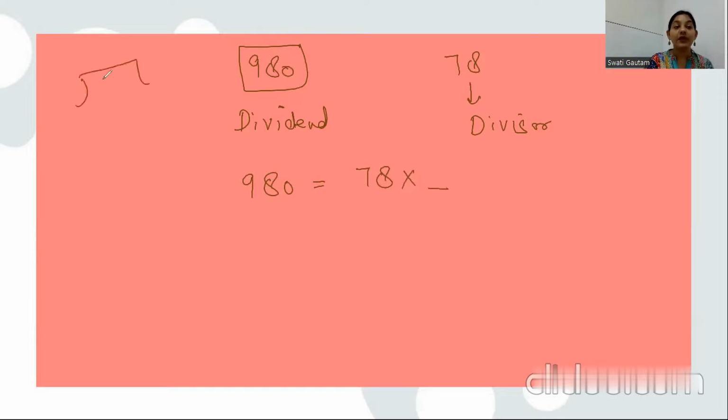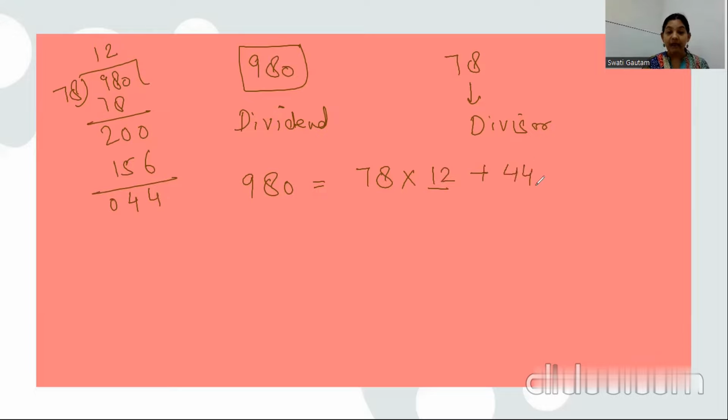If you divide 980 by 78, 78 times 1 is 78, because 2 times is bigger than 98, so we use 12 times 78. The remainder is 44. The quotient here is 12 and the remainder is 44.